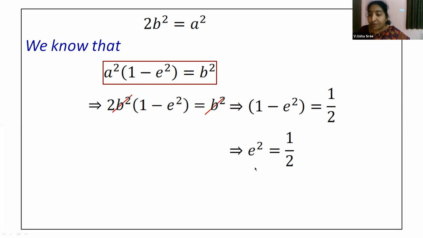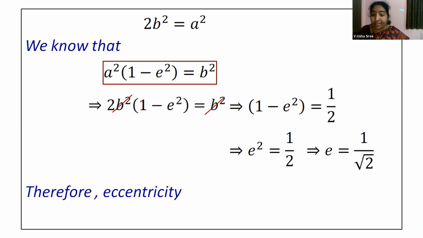E square, of course, will be positive when we take it to the other side. So e square is equal to 1 by 2. Then what is e? E is nothing but 1 by root 2. We are taking the square root of this, isn't it? Therefore, eccentricity e is equal to 1 by root 2. Is it not simple, children? A problem which is based literally on the basic concepts we have seen for an ellipse, right?